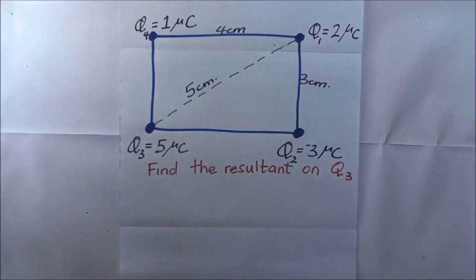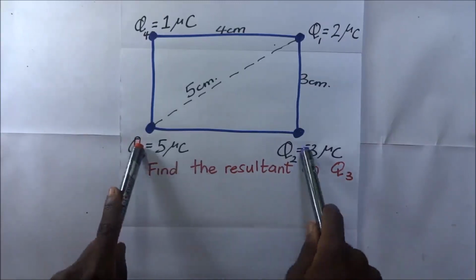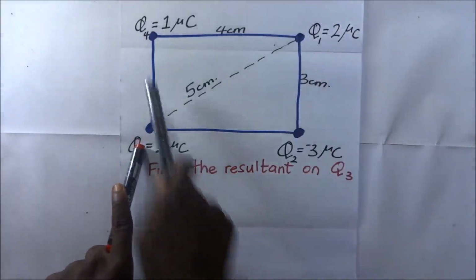In this question, we are being asked to find the resultant on force Q3. This is force Q3, and we are being asked to find the resultant on this force, on this charge. Now this charge is experiencing forces due to Q2, due to Q1, and due to Q4.